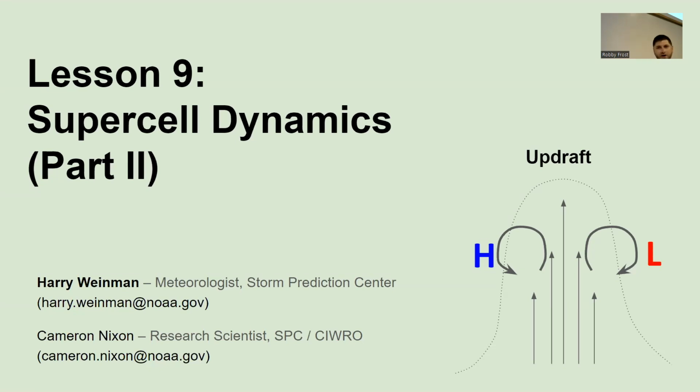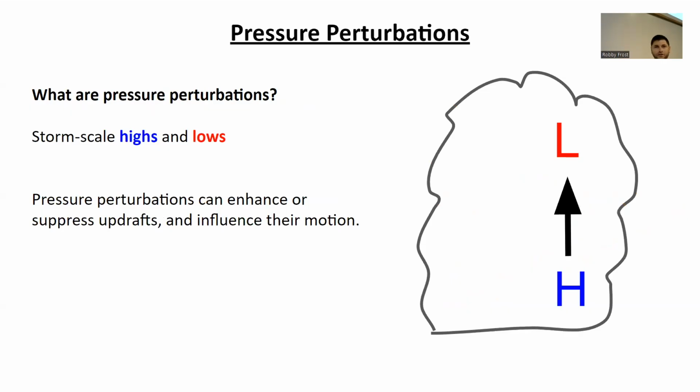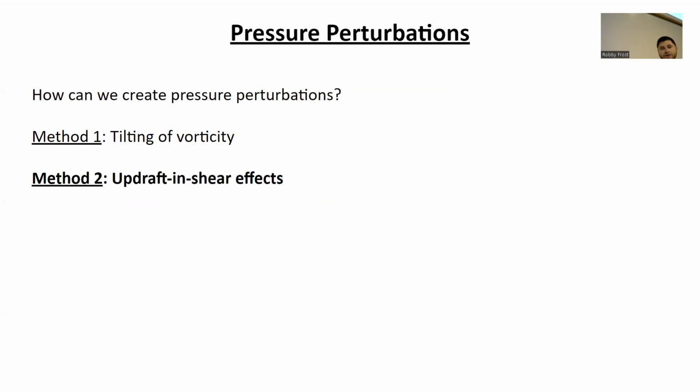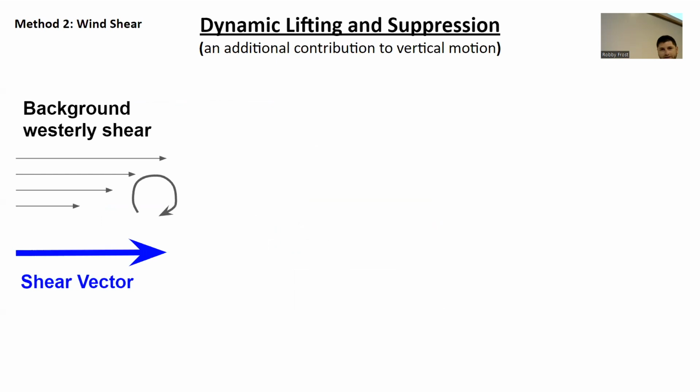This is going to talk about the updraft and shear. This is the other way to create pressure perturbations. This is the linear term of the pressure perturbation equation. So the same thing that we're trying to figure out here is the development of pressure perturbations, the storm scale highs and lows, and how they influence updraft strength and motion. Method 2. Let's jump right into this.